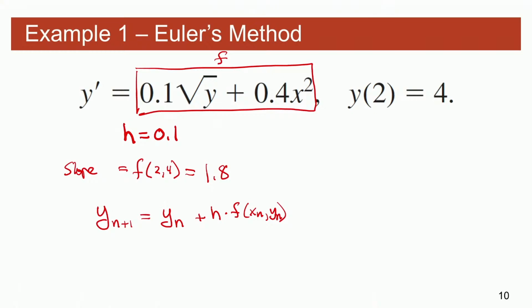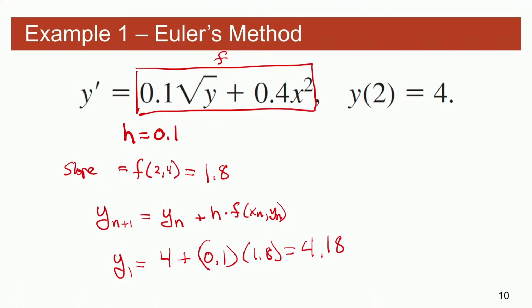And now we need to figure out the next point. The next point will be what you get when you take the old y value, that's 4, plus the step size times the slope. So go ahead and do that if you have a calculator. If not, you'll just have to do it in your head. This will be y1. Haven, were you able to do that? What do you got? Did you say 4.18? Very nice.